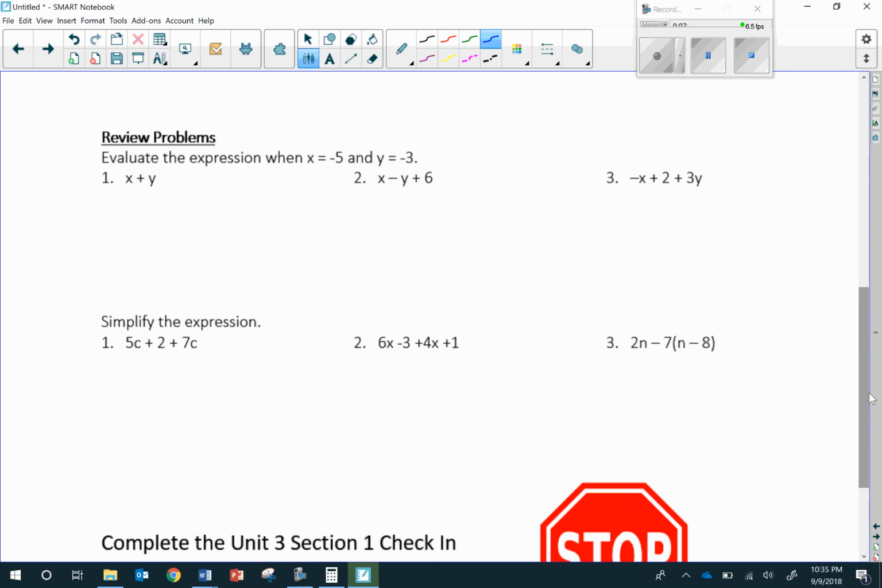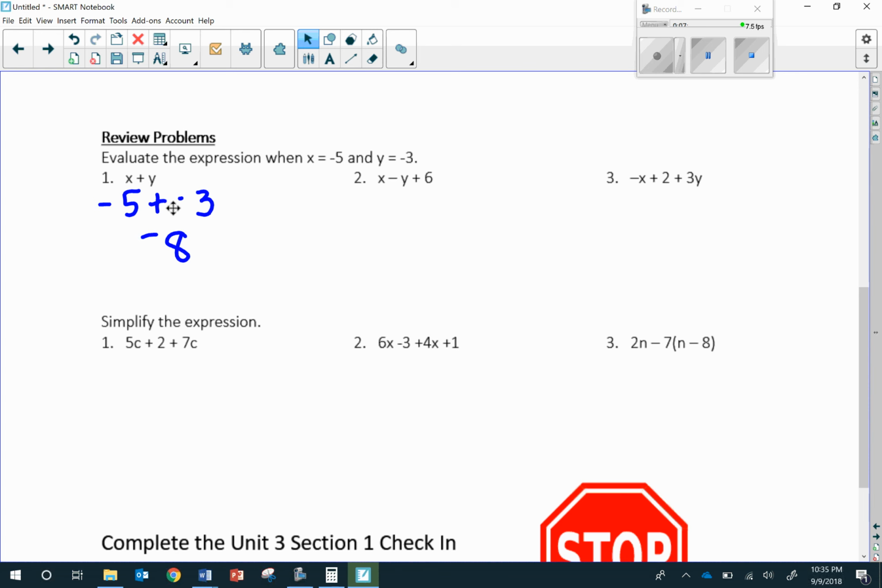Lastly, to end this section, we have a few review problems. The first section is just asking us to evaluate the expression when x equals -5 and y equals -3. So I'm just simply going to substitute those numbers wherever I see an x or a y. So -5 plus -3. We know when we have two integers with the same signs, we simply add them and keep the sign. So this one is -8.